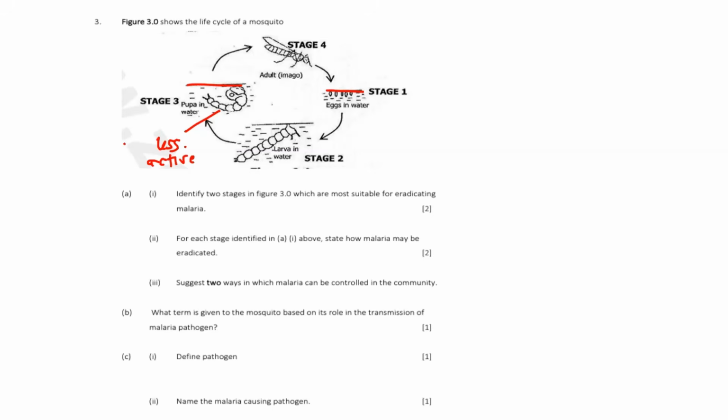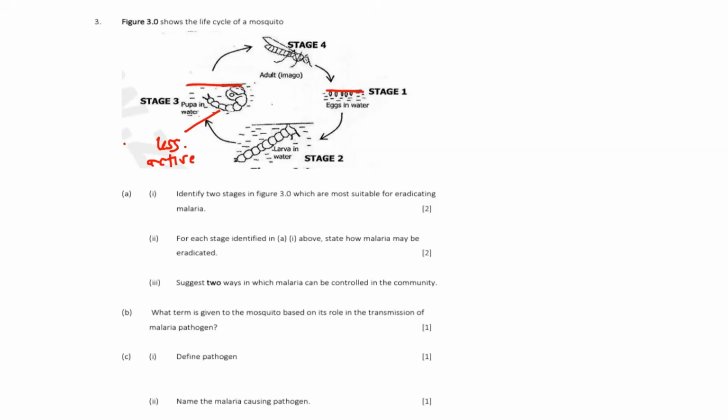Then after some time, from the less active pupal stage, it develops into an adult, which is stage 4. So that is basically what happens, in summary. Now, what are the questions that we have here?